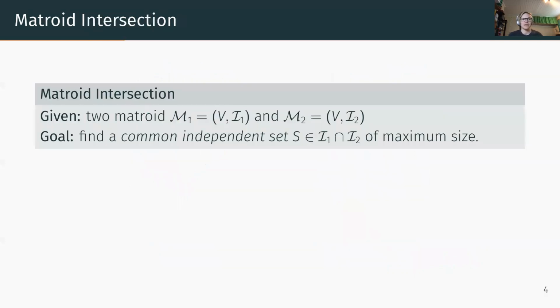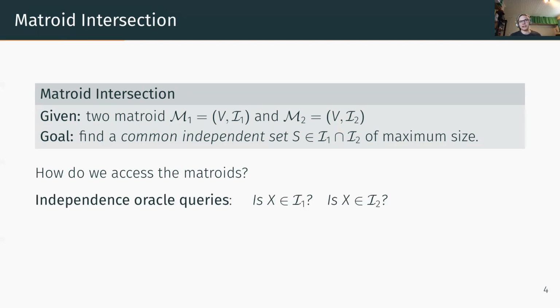Okay, so the problem we are trying to solve is that of matroid intersection, where we're given two matroids over the same set of elements, but with two different notions of independence. The goal here is to find a common independent set, that is, some set which is independent in both matroids simultaneously, and we want this set to be of maximum size. We also must discuss how to access these matroids, and we will assume the classical independence oracle query access, where we are allowed to ask for some set of elements X whether it is independent in either of the two matroids. I also want to quickly note that the intersection of three matroids is NP hard.